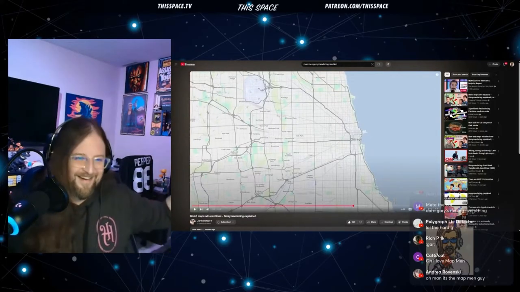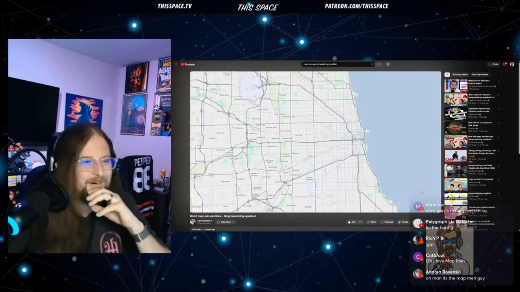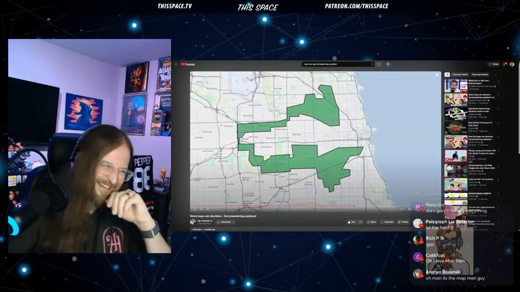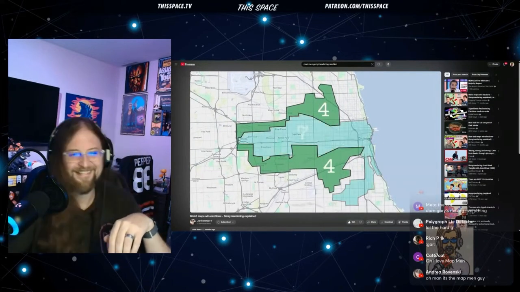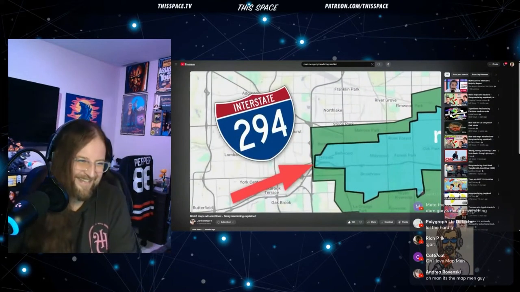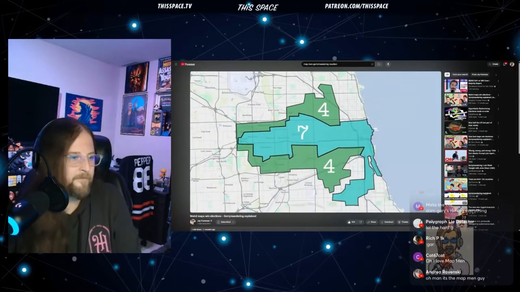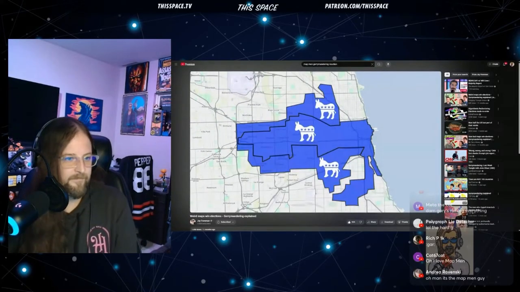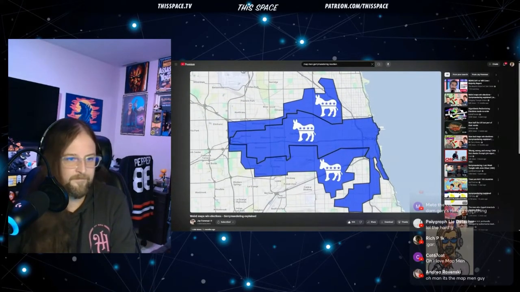Take a look at Illinois. In central Chicago, you'll find the famous Earmuffs district, Illinois' 4th, which wraps around the 7th, barely holding itself together with the I-294 highway. Both the 4th and 7th districts are solid Democrat. So why in the name of all that jazz were they split this way?